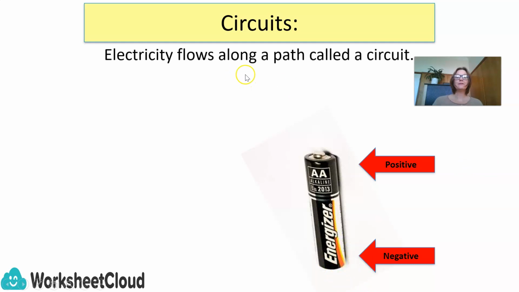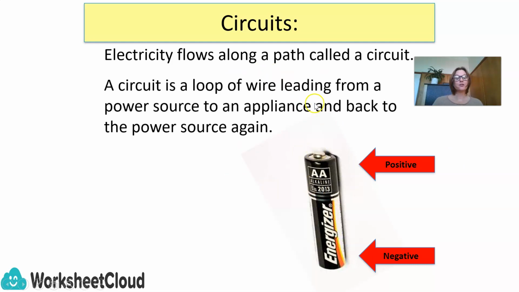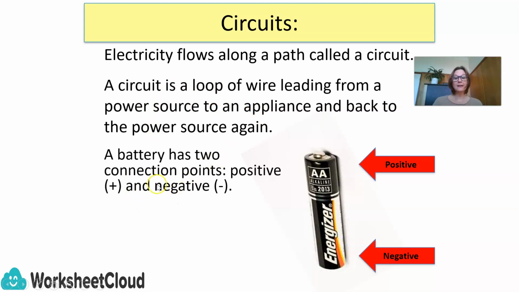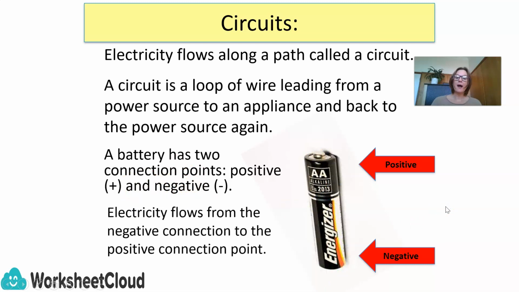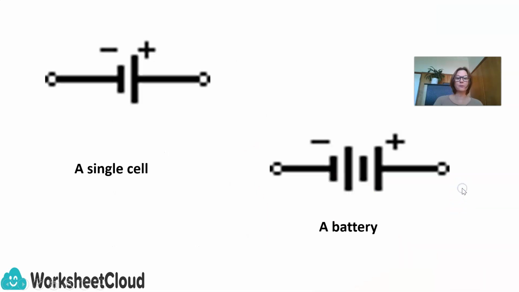So electricity flows along a path called the circuit. A circuit is a loop of wire leading from a power source to an appliance and back to the power source again. A battery has two connection points, a positive and a negative. And electricity flows from the negative to the positive connection point.